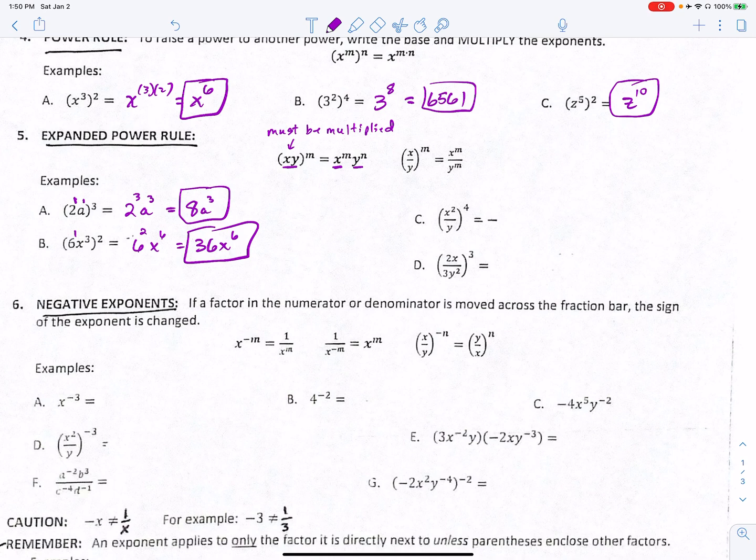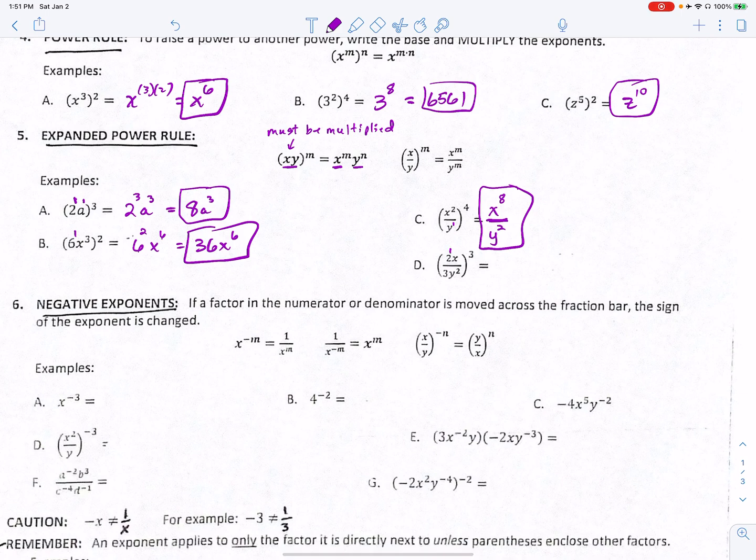And in part C, a fraction here, in the denominator, that's y to the 1st. So both of these need to be raised to the 4th. So you're going to multiply the exponents. You're going to get x to the 8th over y squared. And that's all you can do with that. We don't have like bases, so we can't simplify.